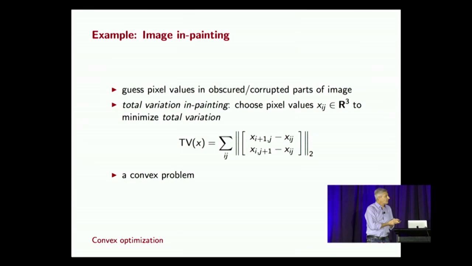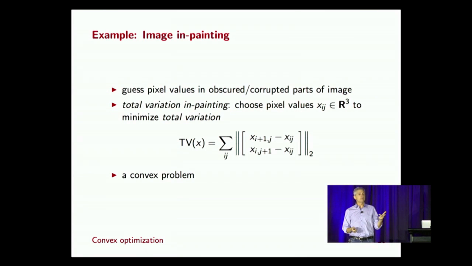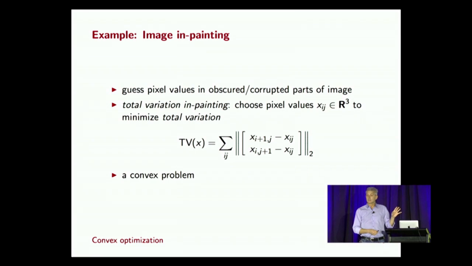I have an image. An image is given by an m by n array of pixel values, and each pixel value is a 3-vector, for R, G, and B, right? So that's what this looks like. I have a whole bunch of pixel vectors, which are the RGB encoding of each pixel value. And in image inpainting, I have an image, but a bunch of the pixels are missing. You don't know the values, and your job is to paint them in, to actually guess what they might have been. And of course, what matters is that you do this in a way that the image looks good. Okay, so that's the idea.